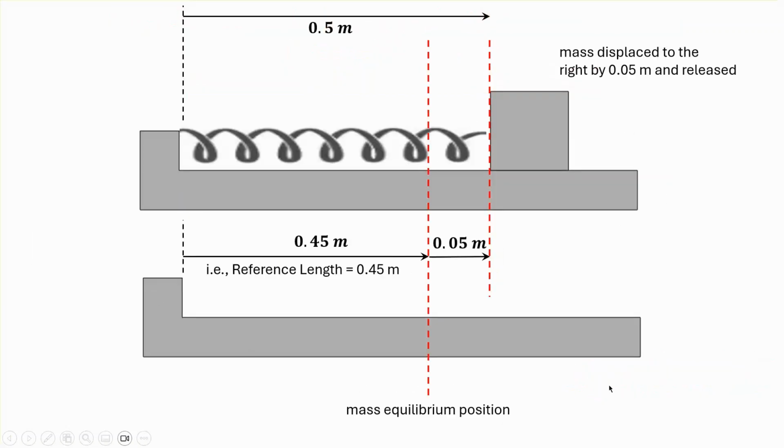So let me go back and look at this again. The very fact that the drawing shows the distance from that edge of the cube to the wall is 0.5, and the fact that we're going to specify the reference length of the spring to be 0.45 meter means that the diagram on the top really is the mass displaced to the right by 0.05 meter. So this is how we bring the issue of initial position into the problem, and it's released from rest, so it's going to be a free vibration.